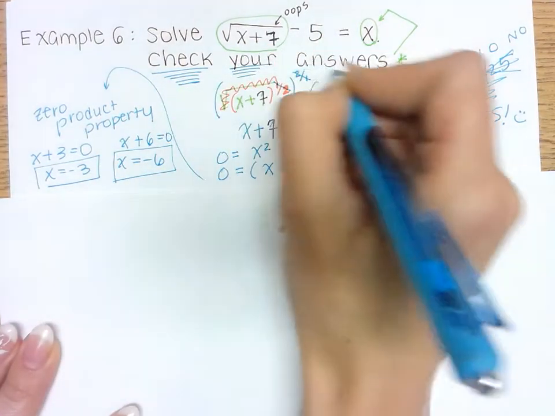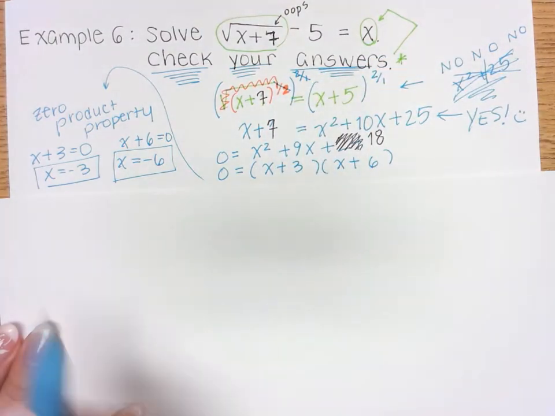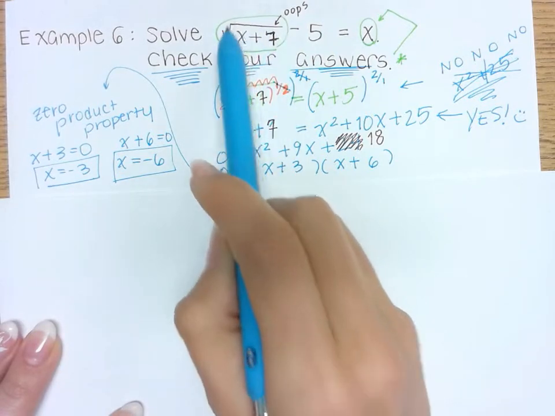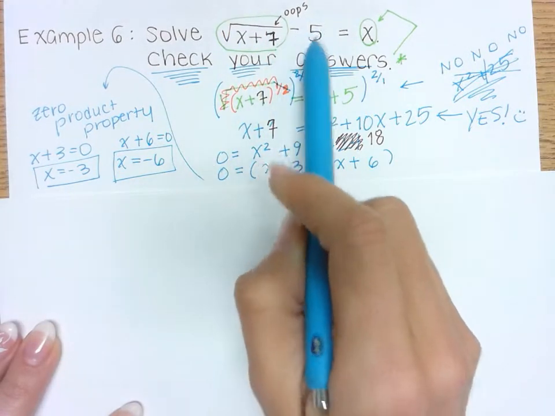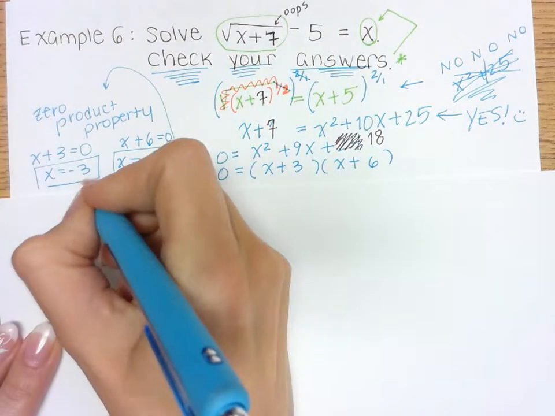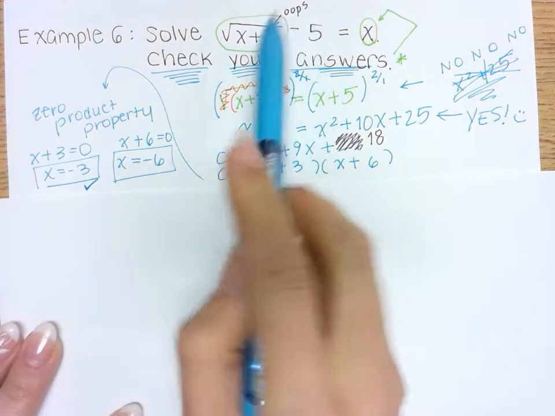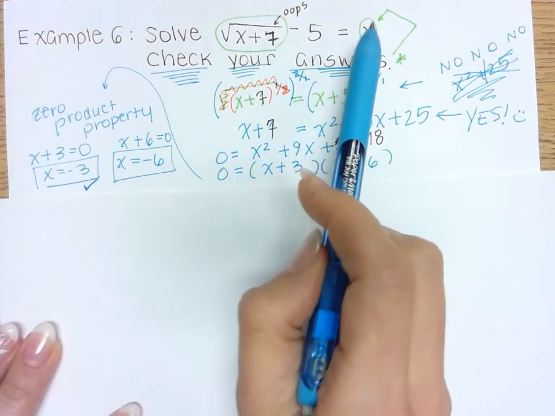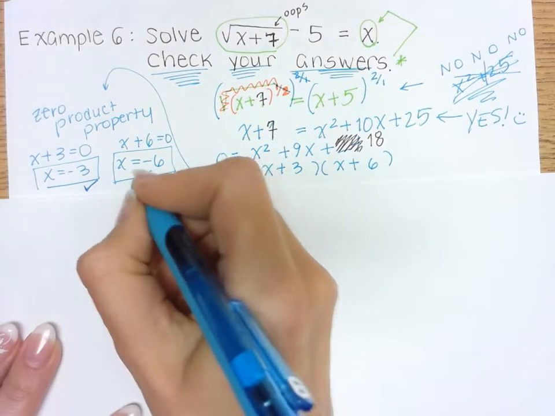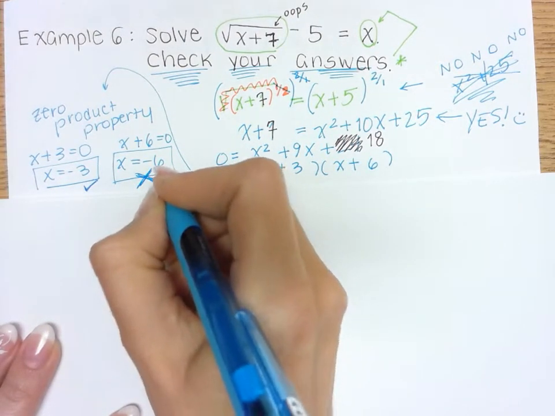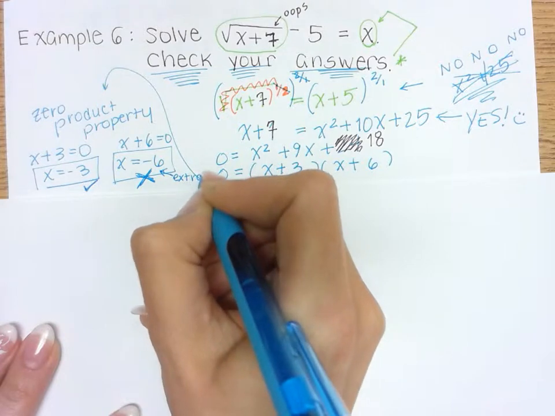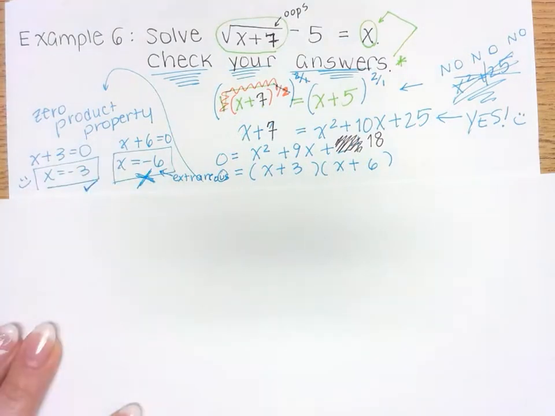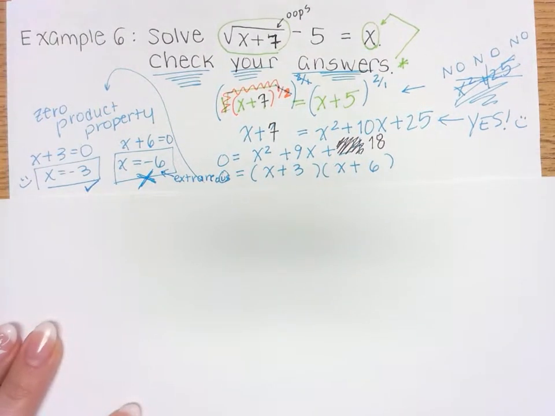But check your answers. We plug those back in. -3 plus 7 is 4. Square root of 4 is 2. 2 minus 5 is -3. That works. -6 plus 7 is 1. Square root of 1 is 1. 1 minus 5 is -4. Does not work. So this one is extraneous. Okay? This one is good. So we only had one answer work.